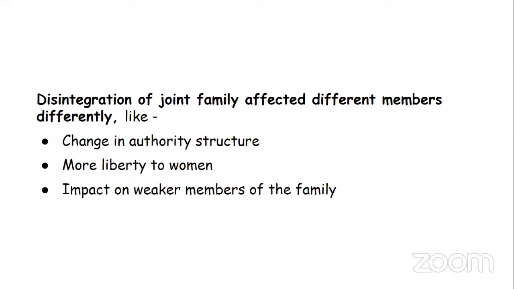Then more liberty to women: the disintegration of the joint family actually gave women more liberty. And it has also impacted the weaker members of the family. They were the ones who actually faced problems because of this disintegration of the joint family. Weaker members means younger kids, aged people, or specially abled people. People like that were the ones who faced the impacts of this disintegration of the joint family.